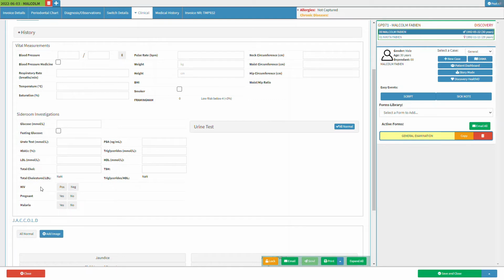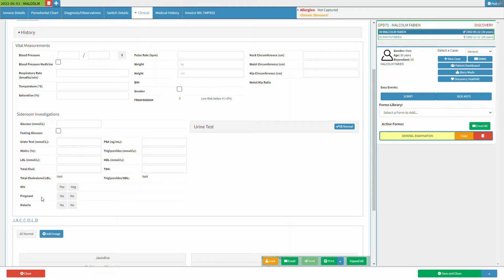HIV, or the human immunodeficiency virus, is a virus that attacks the cells that help the body fight infection, making a person more vulnerable to other infections and diseases. Click on the positive button to indicate if the patient is HIV positive, or click on the negative button to indicate that the patient is HIV negative.